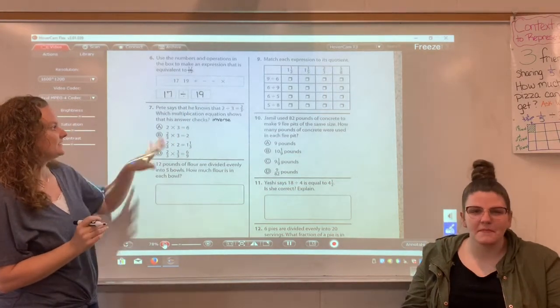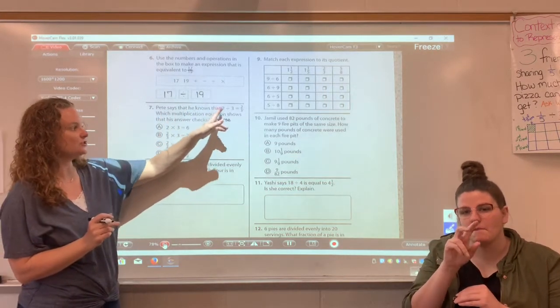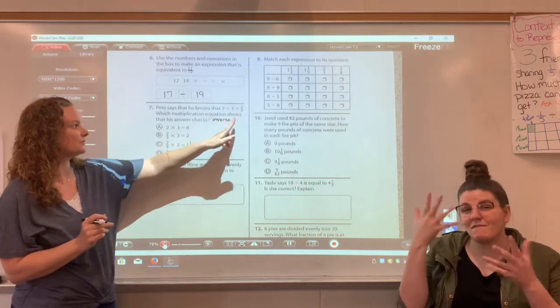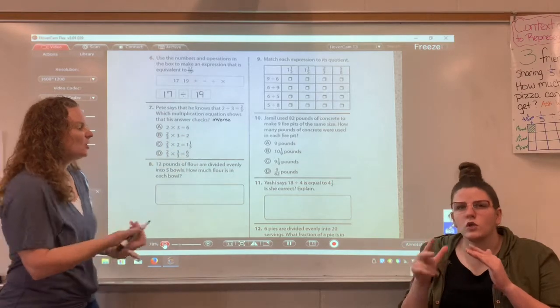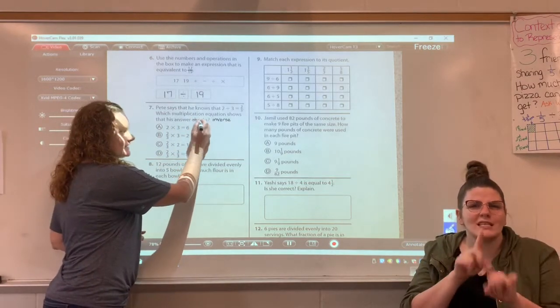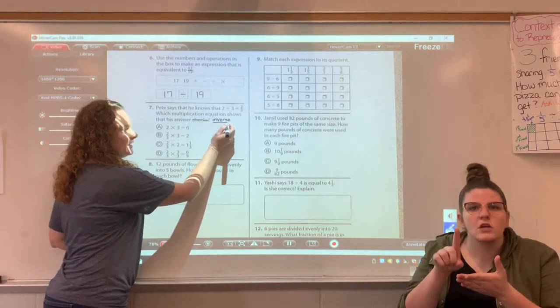Number 7 says, Pete says that he knows that 2 divided by 3 is 2/3. Which multiplication equation shows his answer checks? I'm not very fond of the word checks. Instead, we're going to use the word inverse.